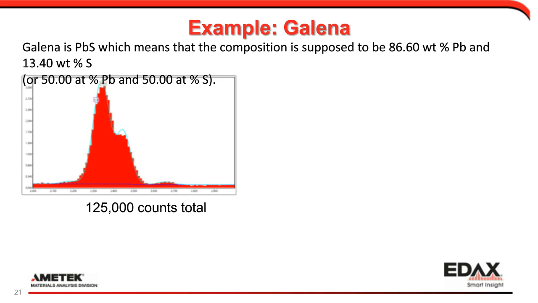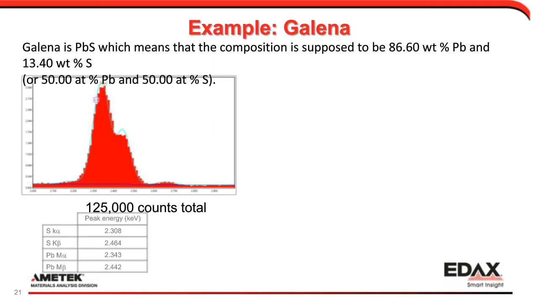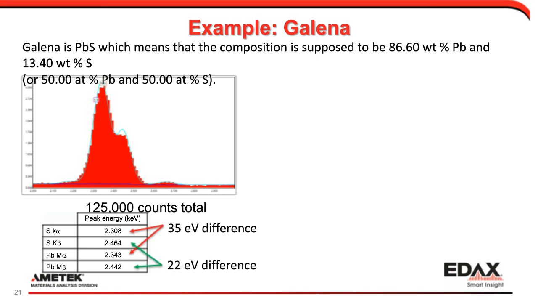So the problem in the galena sample is this heavy overlap between lead and sulfur. To look at the peak energies, we have the sulfur K alpha and K beta and lead M alpha and beta. These are the primary lines that we see. And between sulfur and lead, we have a 30 eV difference for the alpha lines, and for the beta lines, you only have a 22 eV difference.